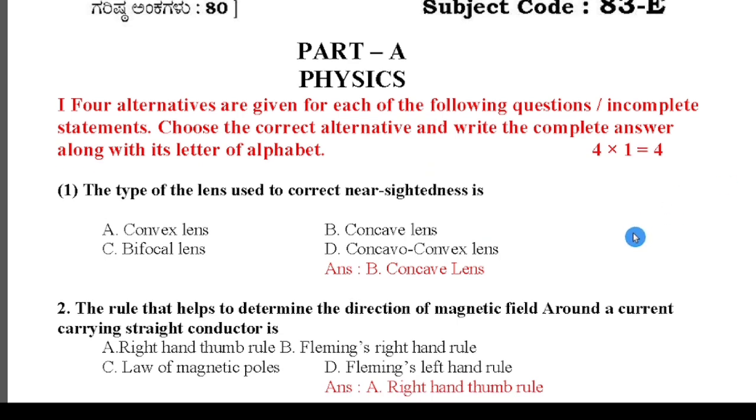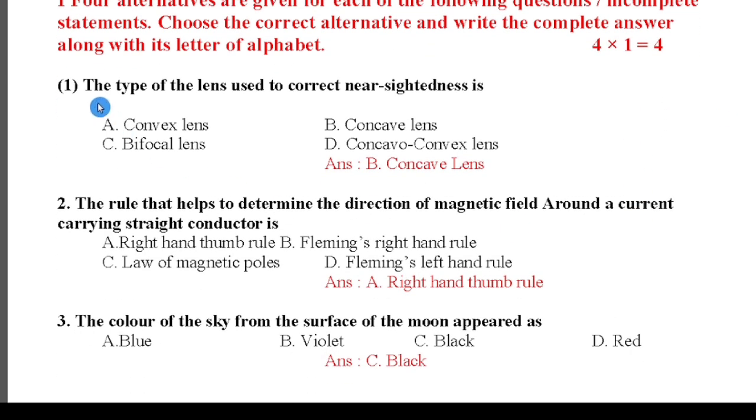Here 4 questions will be there. Each question carries 1 mark. First question: the type of lens used to correct nearsightedness is option A convex lens, option B concave lens, option C bifocal lens, option D concavo-convex lens. For this we are going to use a concave lens. Option B, concave lens, is the right answer.